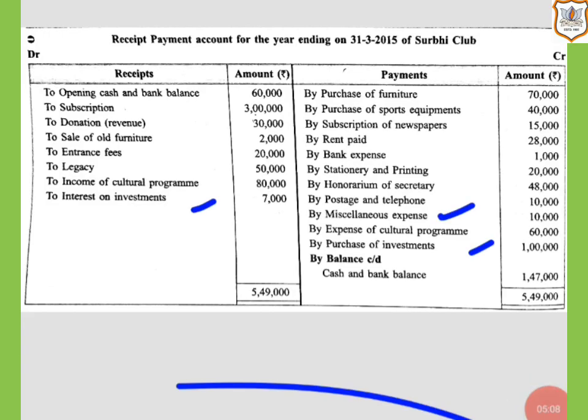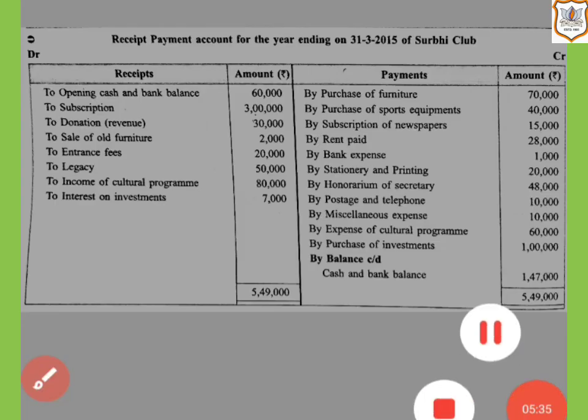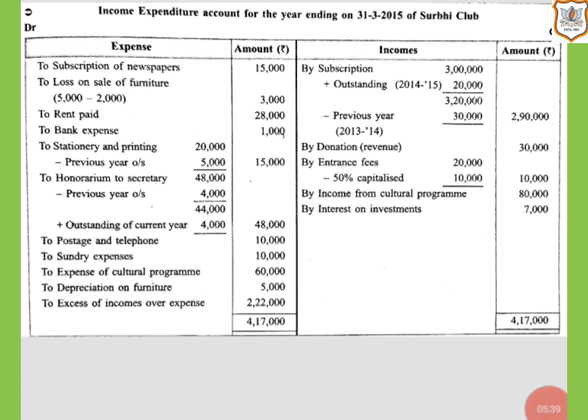Now as we have recorded all the items, at the end of the year closing balance will be ascertained. Here total of debit side is in excess, so the amount of difference would appear on the credit side, which will be known as closing cash and bank balance, and that is 1,47,000. Now let us see income expenditure account. Here total of income is in excess, that is 4,17,000, which will be written on both the sides, and obviously the difference would appear on debit side. So here the difference is 2,22,000, which is appearing on debit side, that is on expense side, and which is known as excess of income over expense.